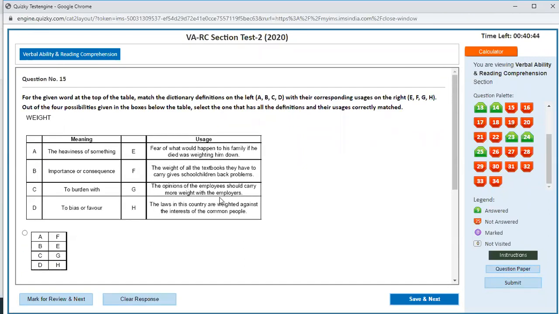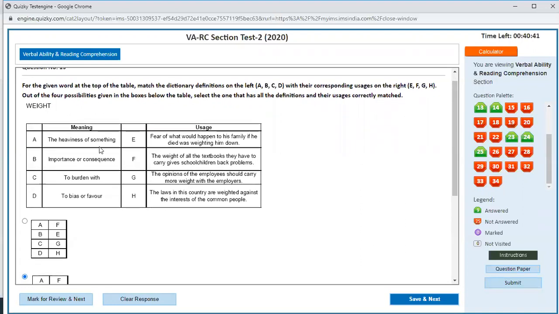Importance of the employees should carry more weight with employees' importance. Okay, आगे भी देख लें. The heaviness of something. इसके हिसाब से F है. A is F. The weight of all the texts they have to carry gives full children back problems. Okay. Heaviness of something. Something very tangible.